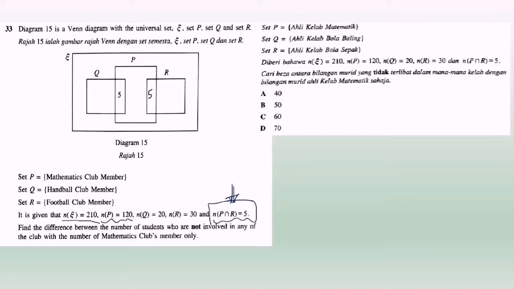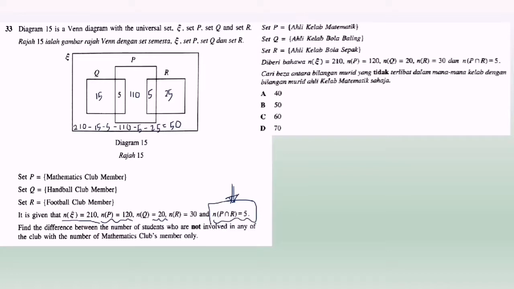Okay, so here 5. Then number of P equals 120. So P is this area. So 120 minus 5 equals 115. Number of Q, 20. So 15 plus 5 equals 20. Number of R is 30. So 25 here. And the total of the universal set is 210. So 210 minus 15 minus 5 minus 110 minus 5 minus 25 equals 50.